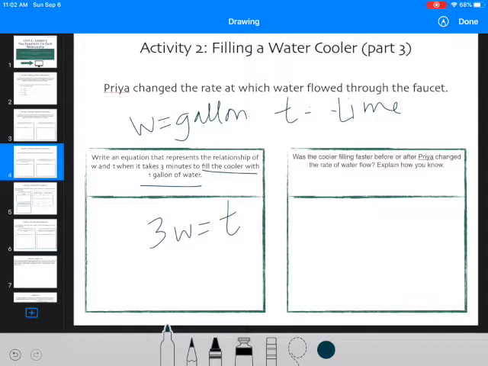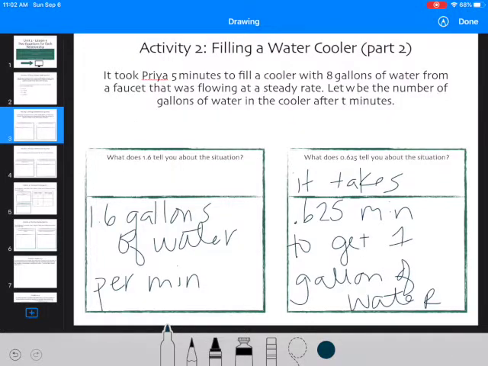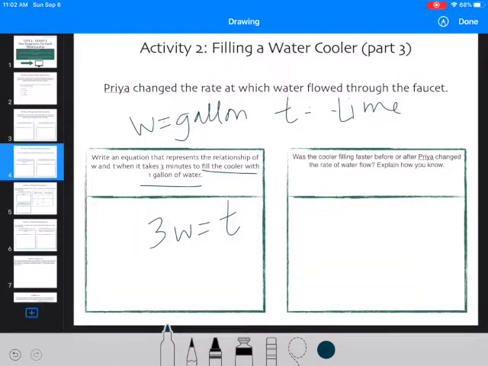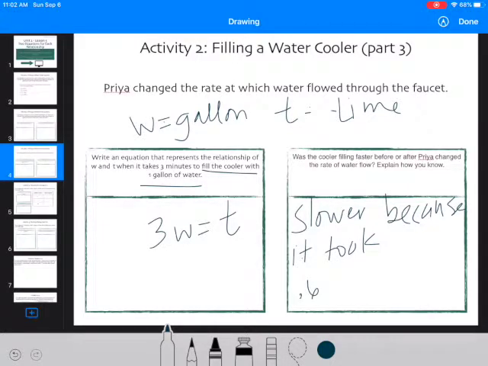Was the cooler filling faster before or after Priya changed the rate of flow? So let's look back. This is 1.6 gallons of water per minute. That's 1 gallon for 3 minutes. Well, I would say it's going slower because it took 0.625 minutes.